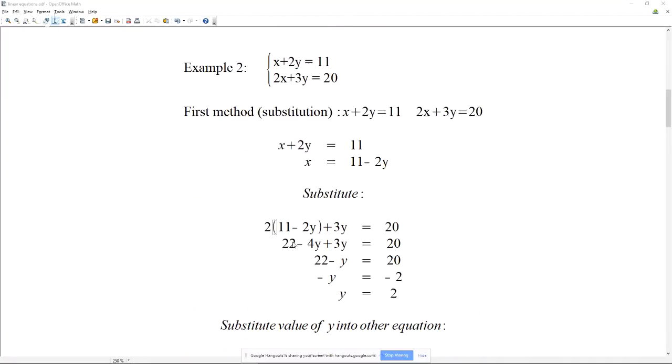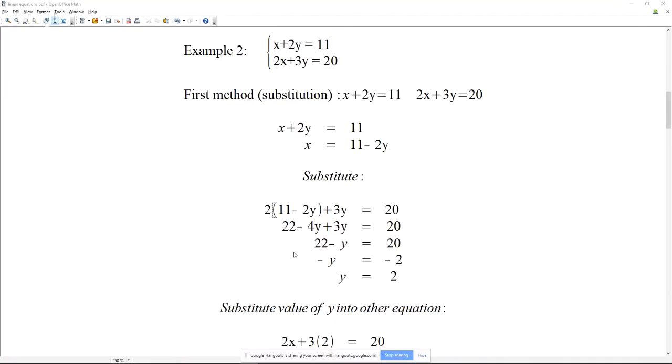I get 22 because 2 times 11 is 22. Then 2 times 2y is minus 4y. This stays the same. This stays the same. Okay? So then you have negative y equals negative 2, y equals 2.